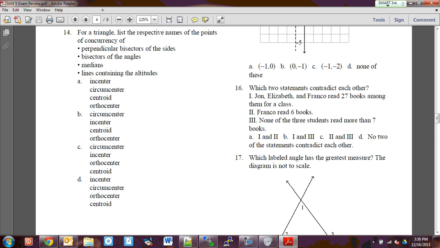All right, number 14. For the triangle, list the respective names of the points of concurrency. Perpendicular bisectors: we know the perpendicular bisectors meet at the circumcenter. So we can rule out A and D, because circumcenter should be the first choice. Number 2, bisectors of the angles. We know that's the incenter. So we're still at B and C. Number 3, medians. Medians meet at the centroid. So here, number 3 is centroid. Here, number 3 is orthocenter. So C is ruled out, and B is your correct answer.